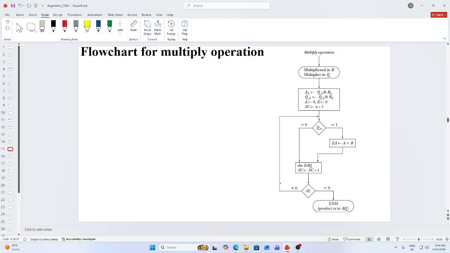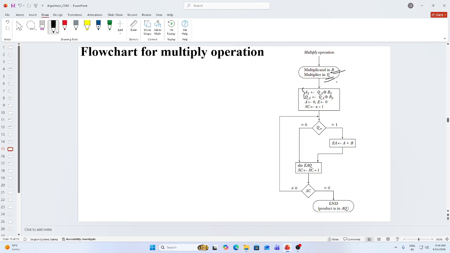So what is the algorithm? This is a simple algorithm for performing the shift and add method. First, as I told you, the multiplicand is in B and the multiplier in Q. Then first we estimate the sign of the result. The sign of the result is stored in both AS and QS. You know that if we take QS XOR BS we get the sign.